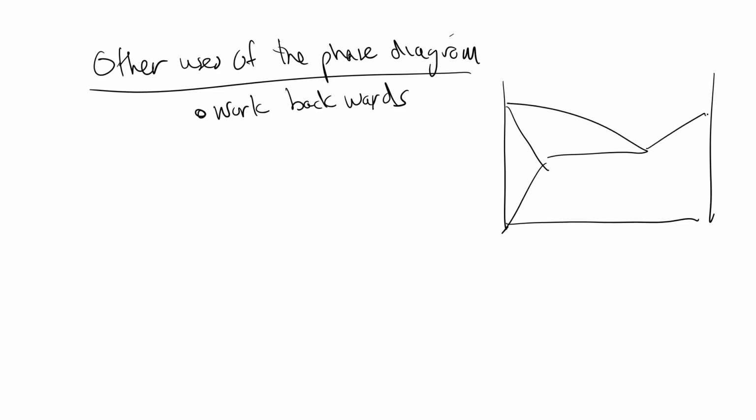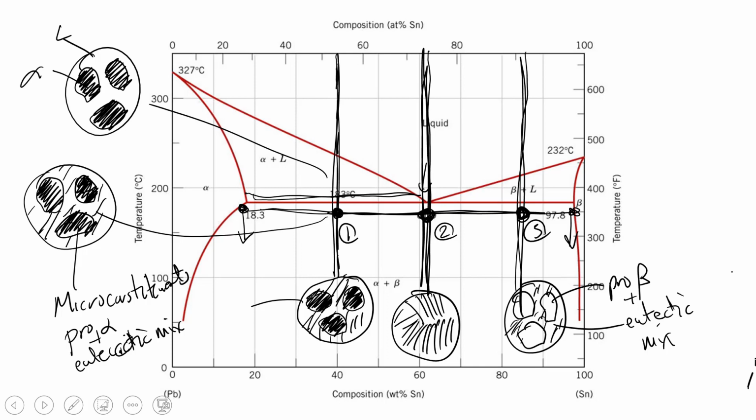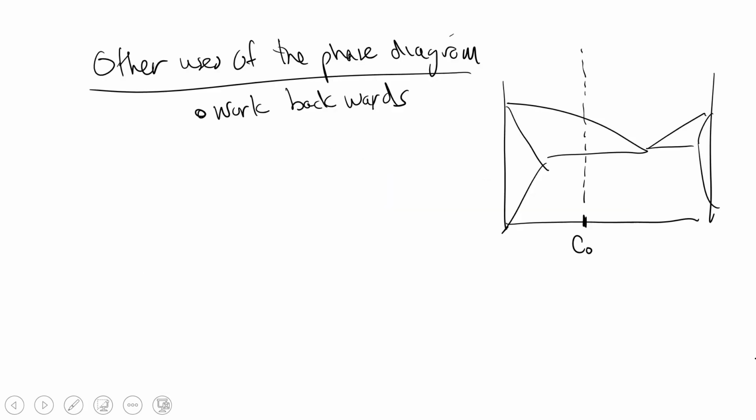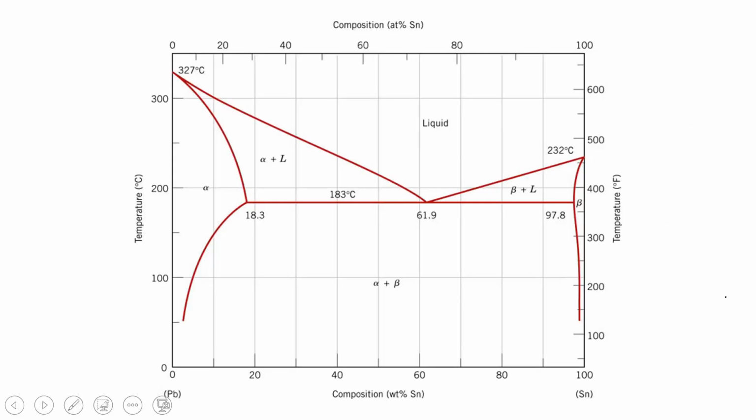In the past, we've known what the composition of the alloy is. Let's say it's right here. We called that C0. And then we talked about, well, what would the microstructure look like there? Well, now we're talking about working it backwards, which is, what if we know what the microstructure looks like? How could we figure out what the composition is?